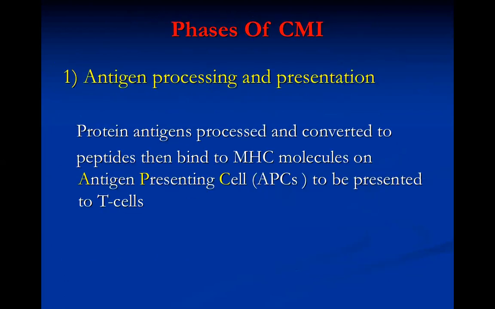So let's look at the phases of cell-mediated immunity. I think we have three phases. One is antigen processing and presentation, which I've largely talked about, mediated by the macrophages. Protein antigens are processed and converted to peptides, which are bound to major histocompatibility complex on the surface of the antigen-presenting cells, and these are then presented to the T cells.